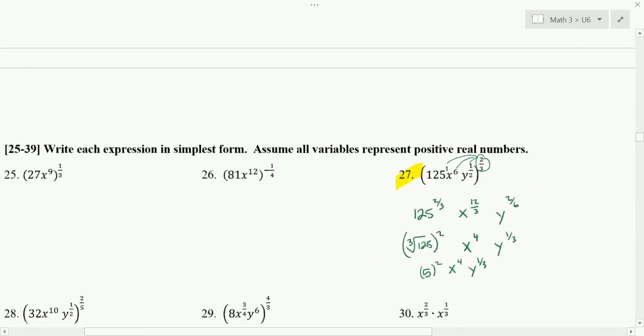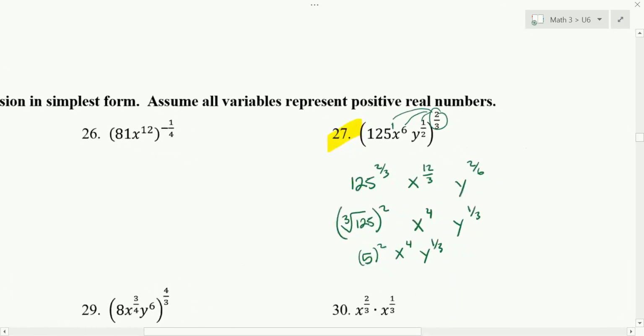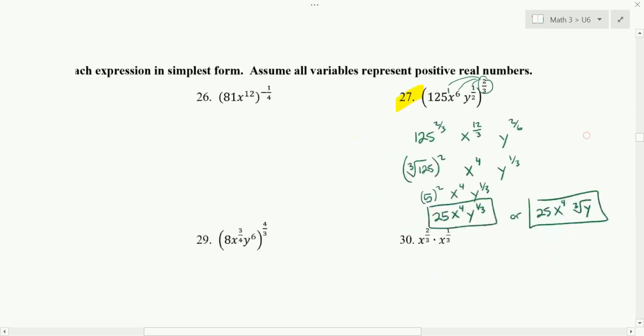And here we're to write each expression in simplest form. It doesn't say if we can have fractional exponents or if they want it in root form, so we have the freedom to do what we want here. So I'm going to finish with 25x to the 4th, y to the 1/3. You could also write 25x to the 4th, cube root of y. Those are the two forms you can put the answer in.